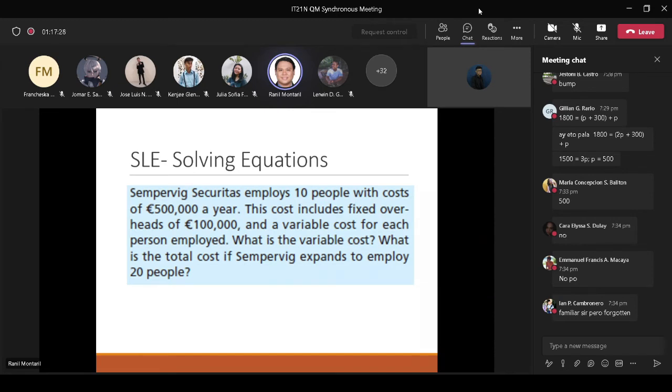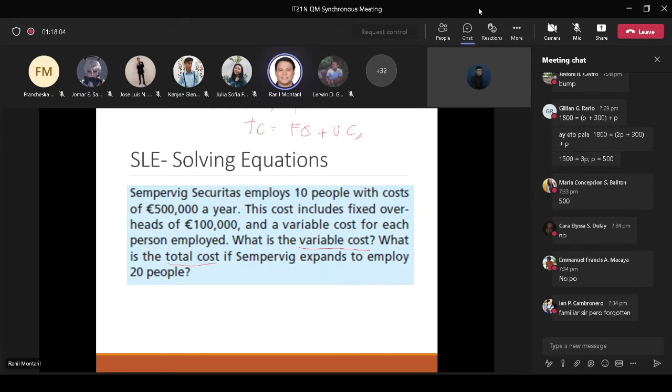Okay. Now, I'm just going to explain the problem before we move on. So there are two questions being asked, right? Tama ba? First is what is the variable cost for each employee? At the same time, if there would be an expansion of 20 people, what will be the total cost? Okay? So may before and after tayo dito. So dito, sinabi sa first constraint that we know that total cost is equal to fixed cost plus variable cost.